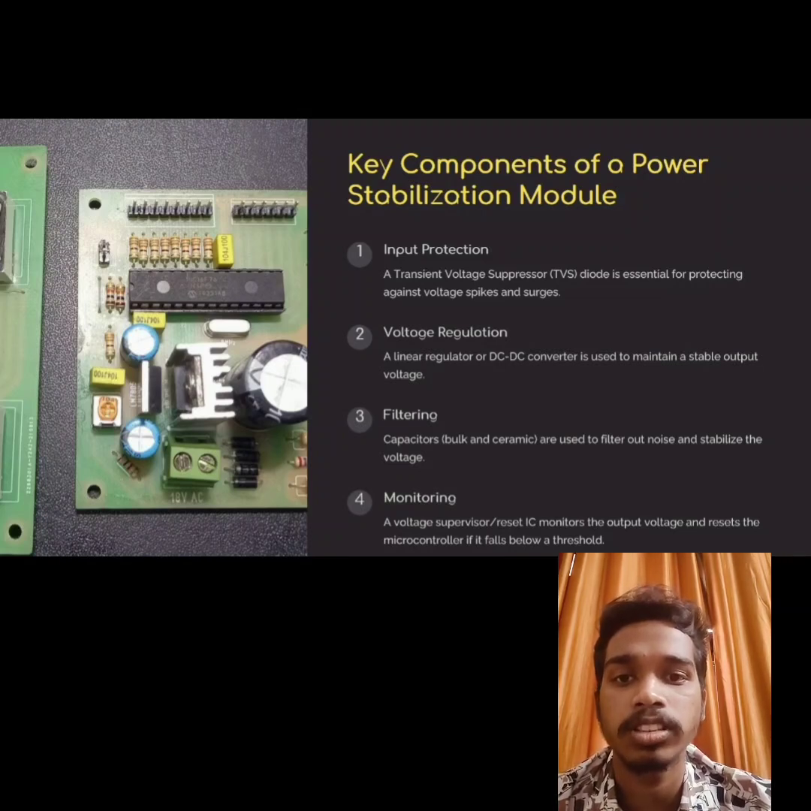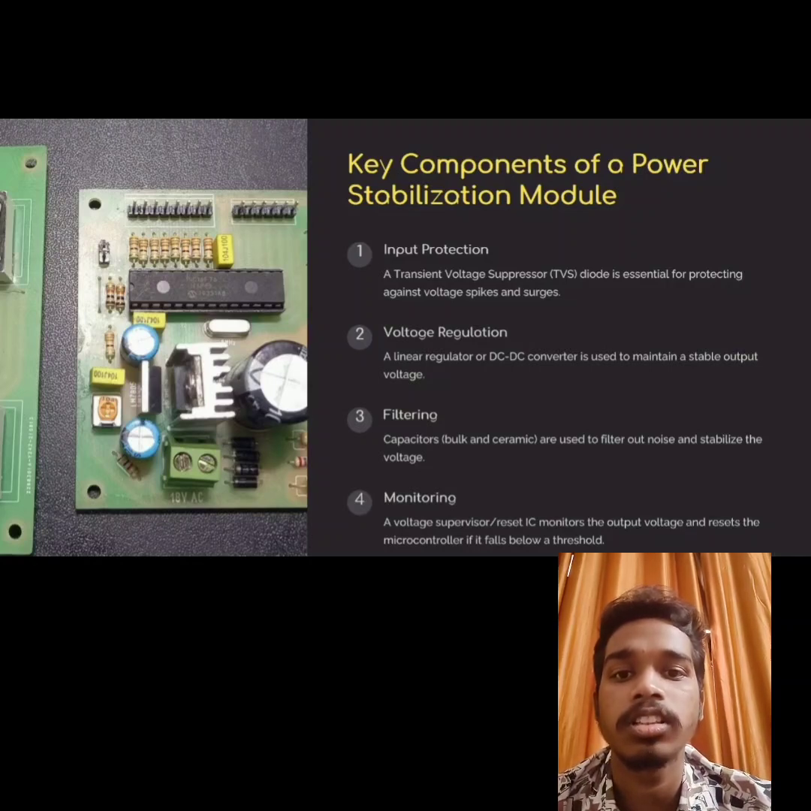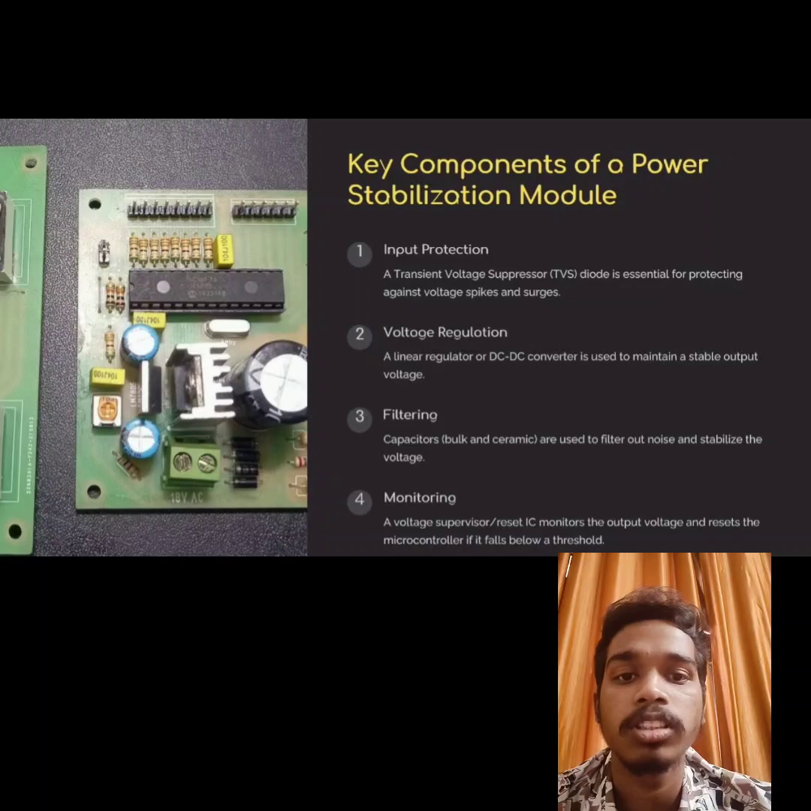So first is input protection. A transient voltage suppressor, TVS diode, is essential for protecting against voltage spikes and surges. Second is voltage regulation. A linear voltage regulator or DC to DC converter is used to maintain a stable output voltage. Third is filtering. Capacitors, bulk and ceramic, are used to filter out noise and stabilize the voltage. And fourth is monitoring. A voltage supervisor or reset IC monitors the output voltage and resets the microcontroller if it falls below a threshold.